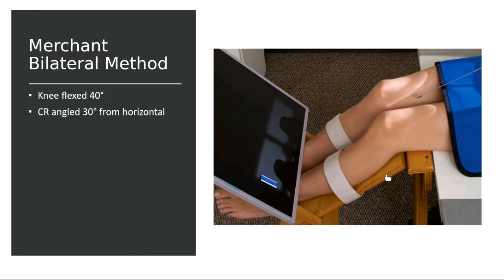And this is where you would utilize the merchant board. Your central ray is 30 degrees from the horizontal plane, meaning it would start out horizontal, and then you're angling 30 degrees down. So this right here is 30 degrees from horizontal. And that is the bilateral merchant method.